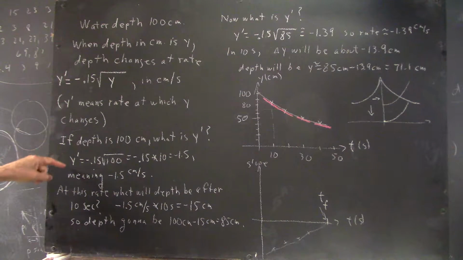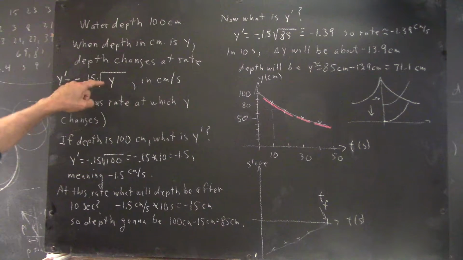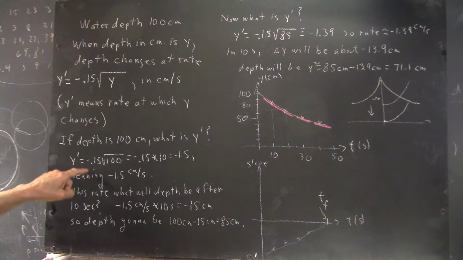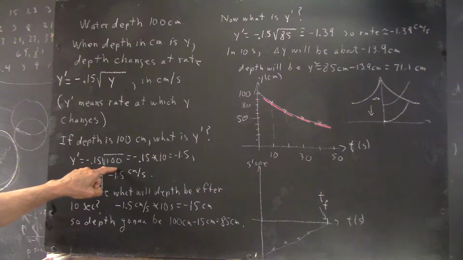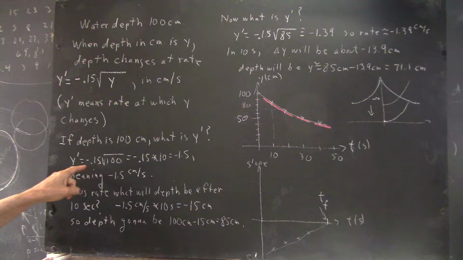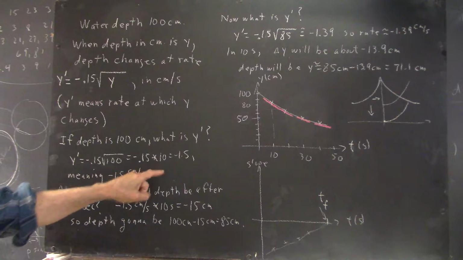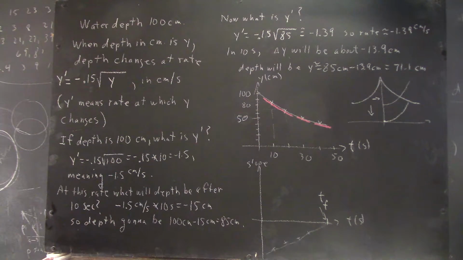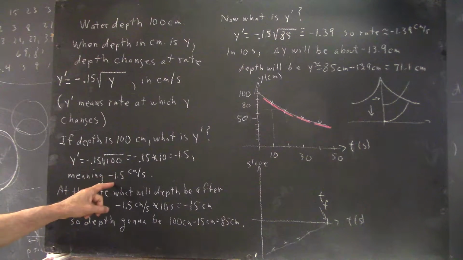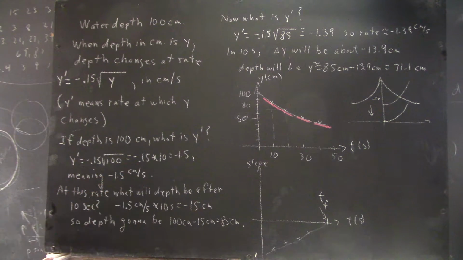In any case, y prime is then what? If the depth is 100 centimeters, we put 100 in here. So we get negative 0.15 times 100 equals what? Negative 0.15 times 10, because the square root of 100 is 10, which is negative 1.5, and that means negative 1.5 centimeters per second. Now, next question.